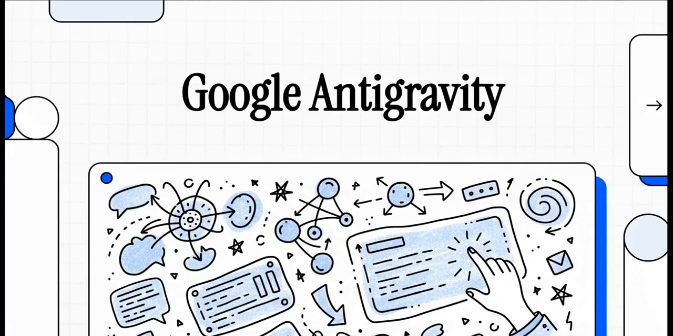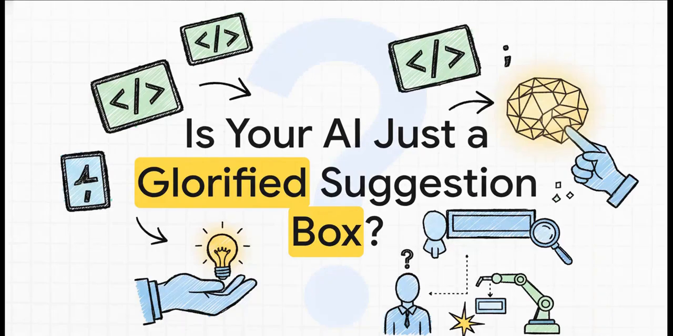All right, let's talk about Google's new AI IDE, which they're calling Antigravity. And look, this isn't just another coding tool. This is a complete rethinking of how we as developers interact with our entire environment. Think about it. We've all gotten used to AI coding assistants, right? They're fantastic for autocomplete and spotting a missing semicolon.